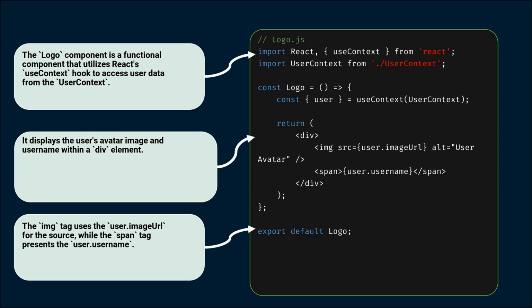This approach is powerful because any change to the user object in the context automatically triggers a re-render of the logo component, keeping the interface in sync with the underlying state. This design pattern enhances maintainability and scalability in larger applications, enabling multiple components to share the same user context seamlessly. Thus, we achieve a clean component structure that significantly improves the overall user experience in our React application.